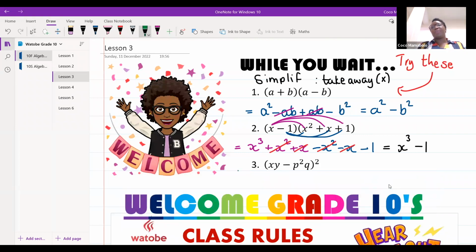Now, this one is a bit tricky because I've got xy minus p squared q, all of that squared. What does that tell me I need to do, Timothy? May I please, can someone do it? Because I don't understand it. Okay, I'm going to explain it to you. I don't want you to shy away from things you don't understand. This is what we do at Watobe.